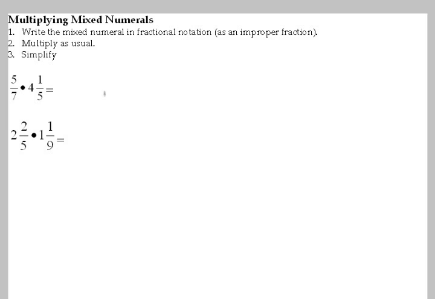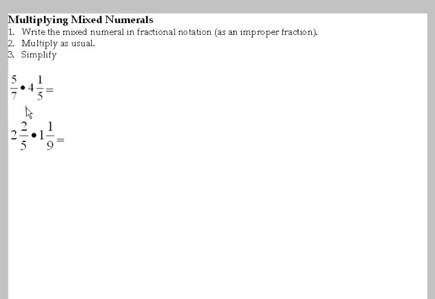So the steps are listed here. Our first step is the most important step. We need to write the mixed numeral in fractional notation, that is, as an improper fraction. So we need to convert the mixed number into an improper fraction or fractional form. And then we multiply just like we normally would, and our last step is always to simplify.